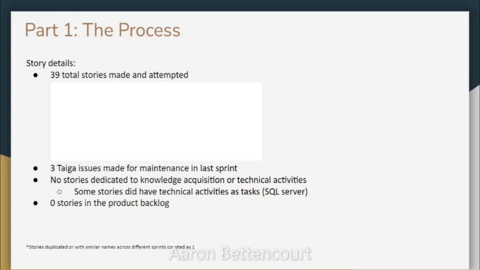And then for the stories, we have 39 stories in total, and all these stories were attempted to some degree. And we had 38 stories that were mostly features. This is about 97% of all stories. And we had 1 story dedicated to maintenance. And then we had no stories dedicated to knowledge acquisition or technical activities. Some stories did have technical activities as tasks, such as converting the SQL server from a local database to a free database in the cloud. And we had 0 stories in the product backlog.